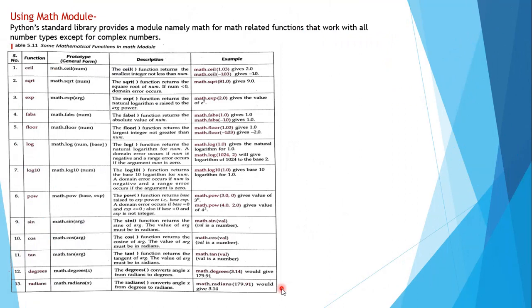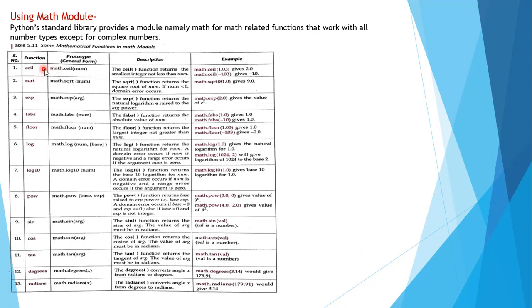Using the math module. Now this is the most important part right now for this syllabus, how to use this math module. Once you have imported any library, you can have access to all those functions which are created in that library. So here we have this math module. Python's standard library provides a module namely math for math related functions. Whatever functions are related to mathematical operations work with all number types except for complex numbers. You have to be very careful with this. You are not going to have a set of complex numbers here. If it is not a set of complex numbers, you can use these functions for your particular interest. Now let's discuss what these functions are.